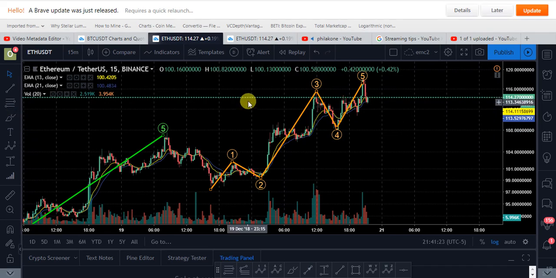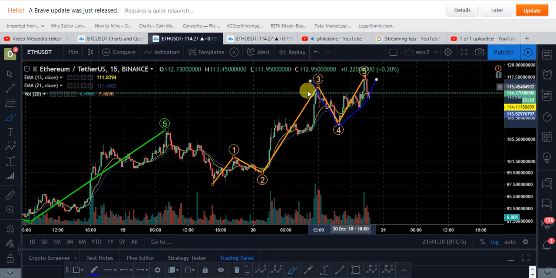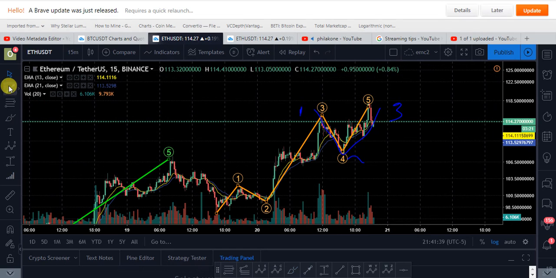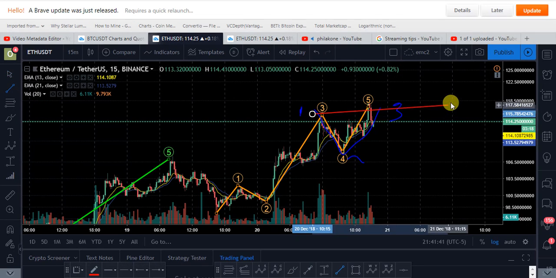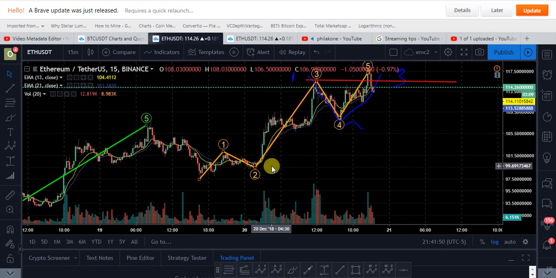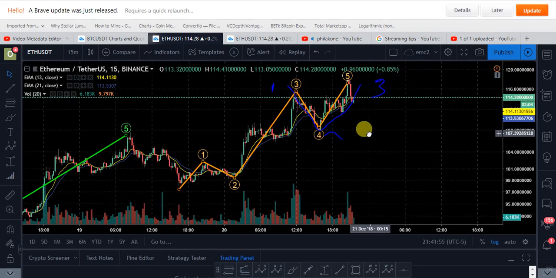So like this, 1, kind of like this, 1, 2, right? So that's 1, this is 2, and then this is 3, right? So wave number 3 was kind of broken, right? So we tested wave number 3 with a 5th wave, right? So what do we expect now? So we could be expecting price to come back down to this area, right? So let's see.